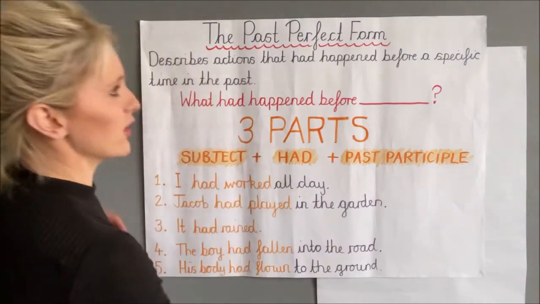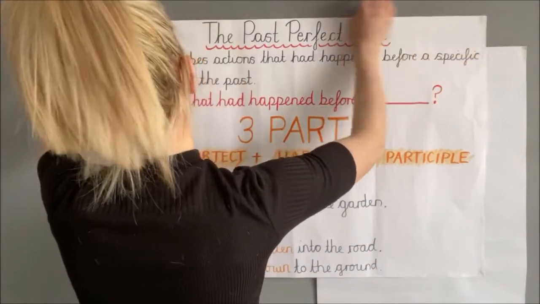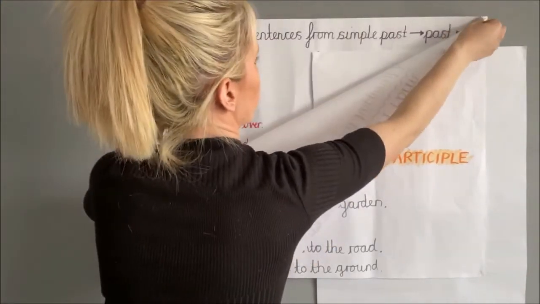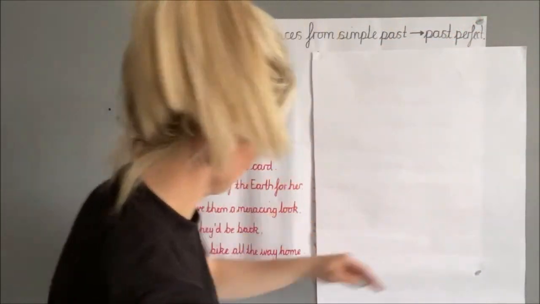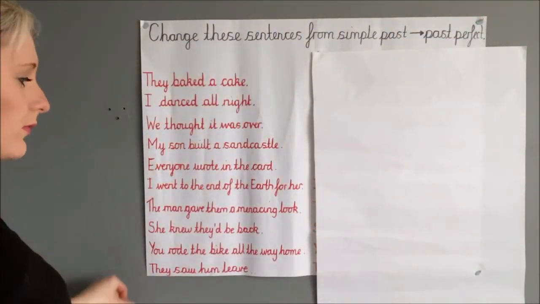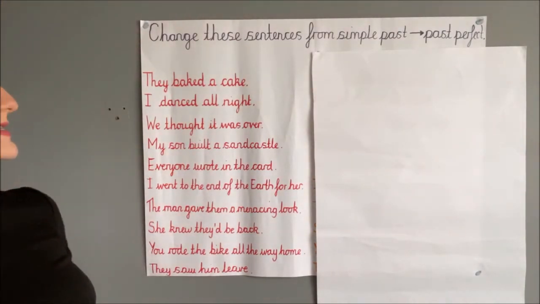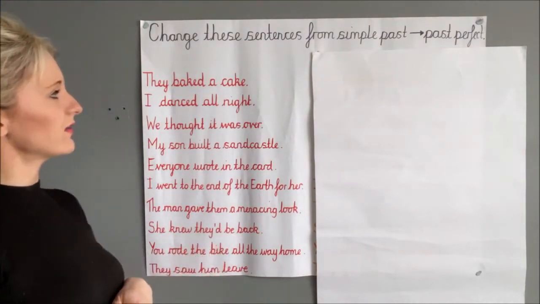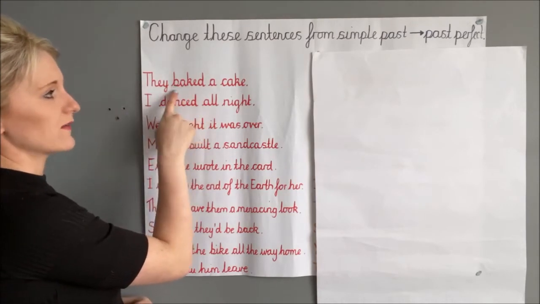So let's have a look at a little challenge for you to try now. So let me just peel away the information so that you can see what's underneath. Okay, so what you can see now are some sentences that I have written in the simple past. Okay, so they are using just a subject and the past tense form of the verb.